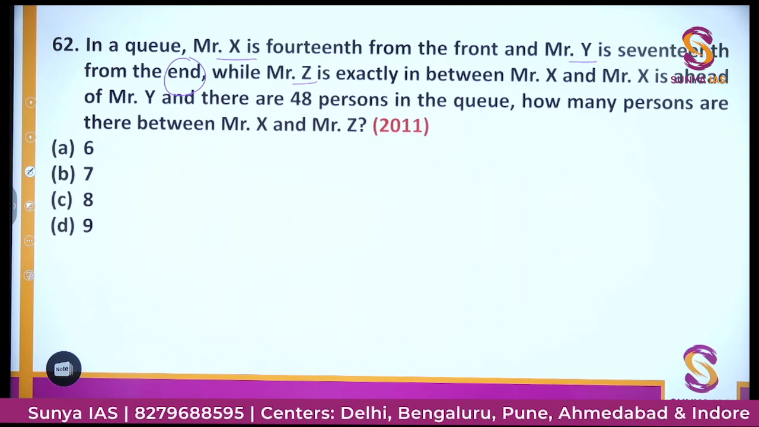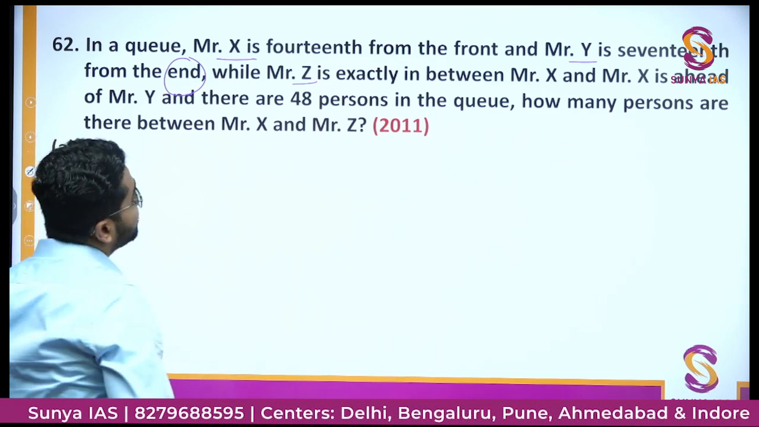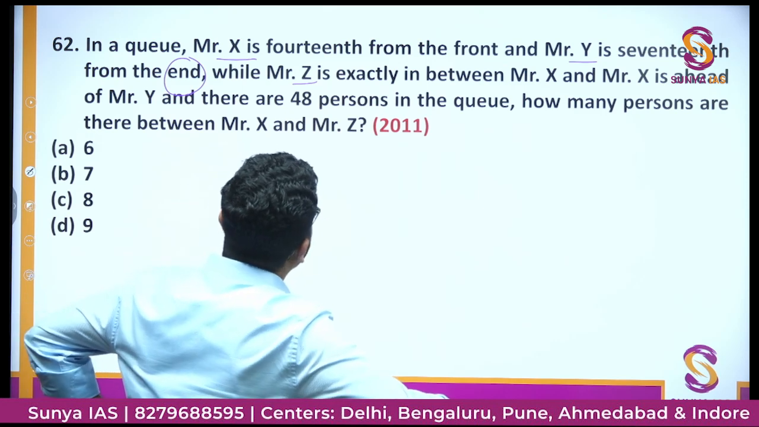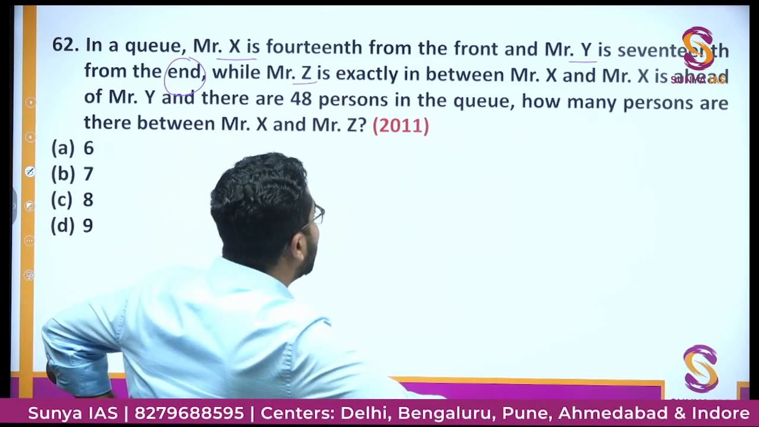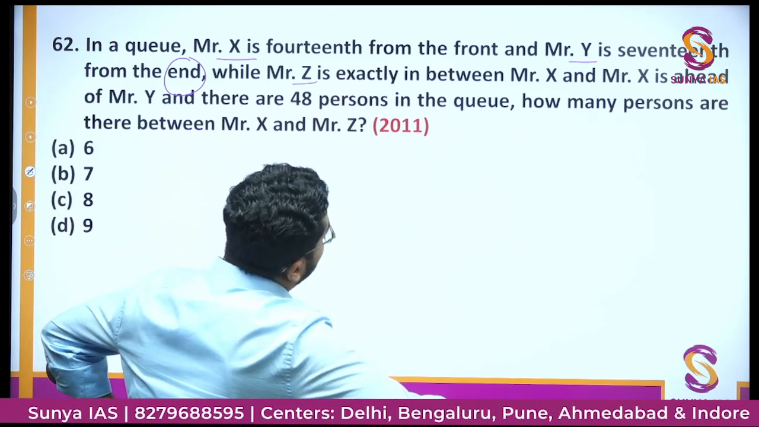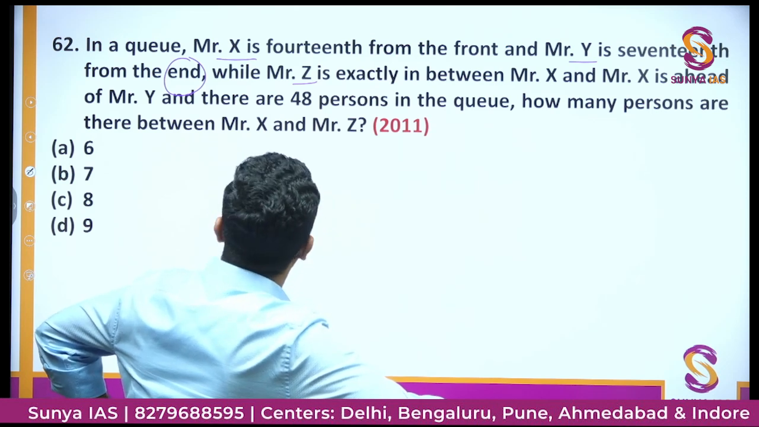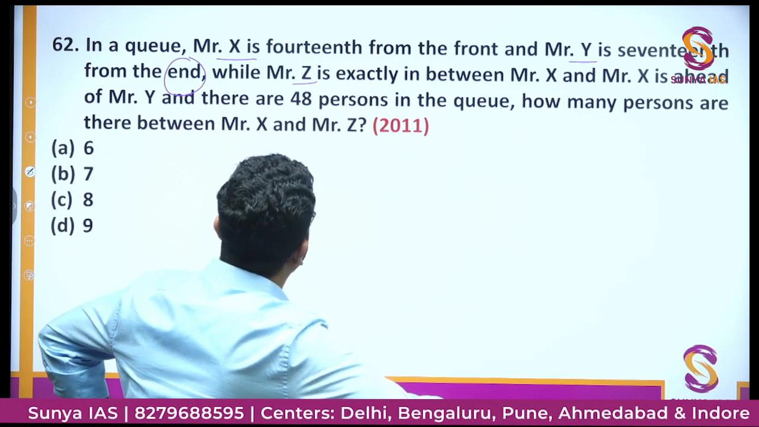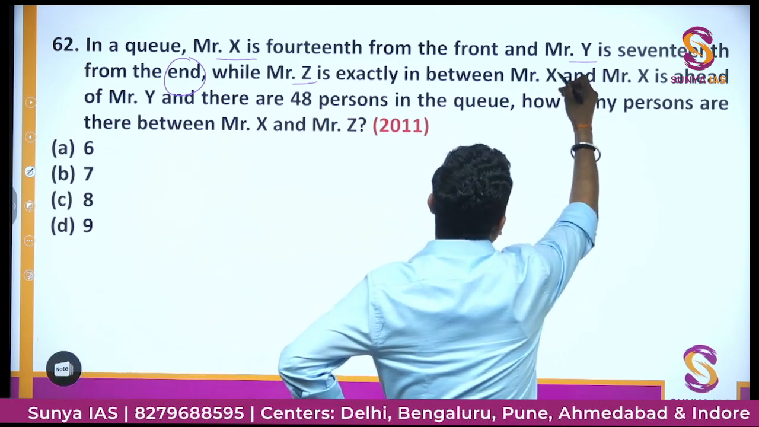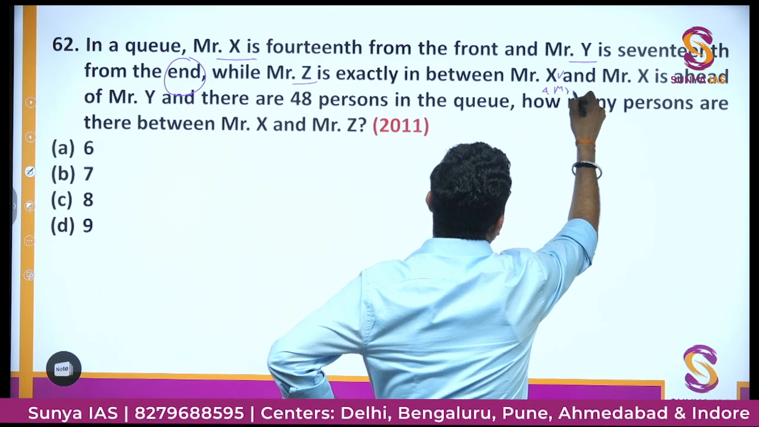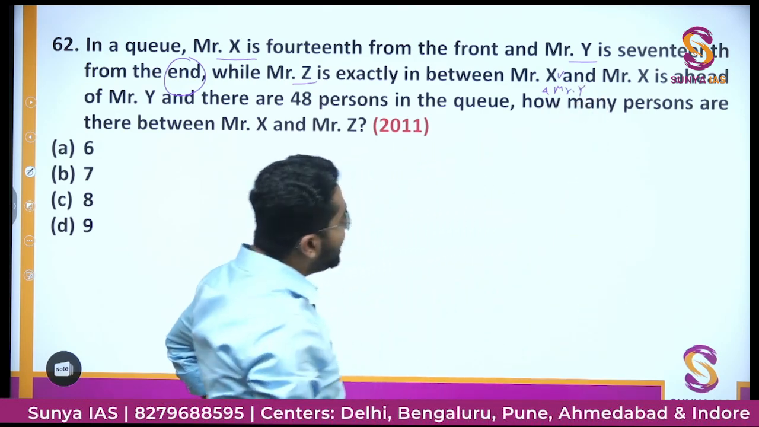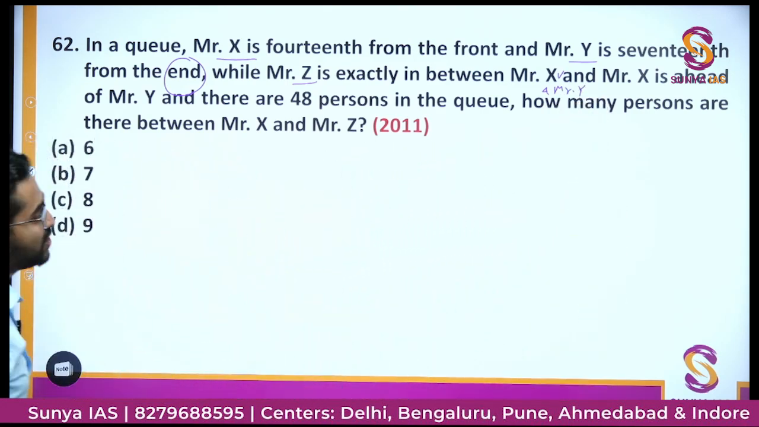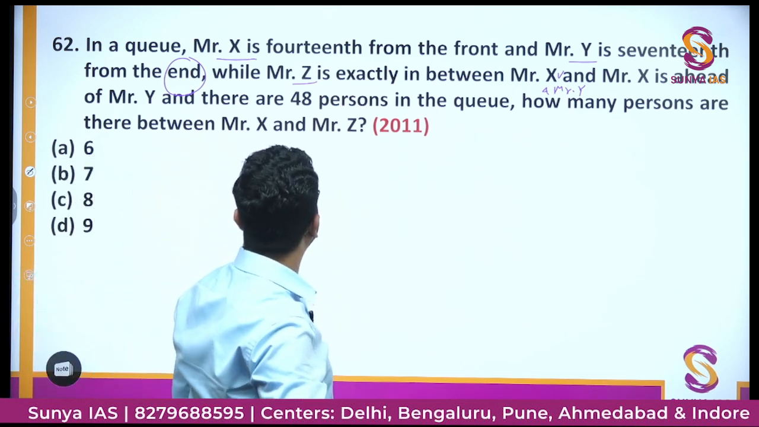How many persons are there between Mr. X and Mr. Z? So what is it asking? While Mr. Z is exactly in between Mr. X and Mr. Y, and Mr. X is ahead of Mr. Y. So I think there is something missing here. It would be Mr. X and Mr. Y, and Mr. X is ahead of Mr. Y, and there are 48 persons in the queue. How many persons are there between X and Y?